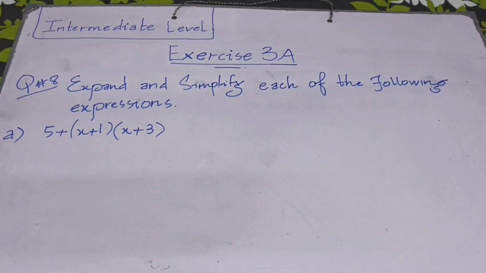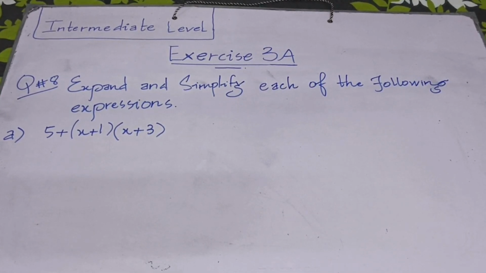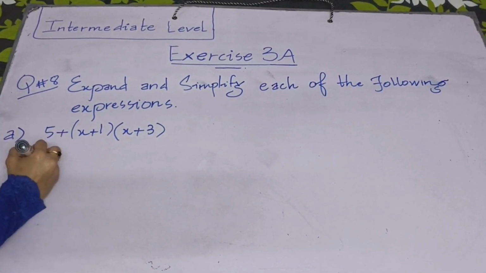We are solving exercise 3A intermediate level, and this is the last question of intermediate level, question number 8, which says expand and simplify each of the following expressions. It is also expand and simplify but a little more advanced. Again, now we have a constant as well.